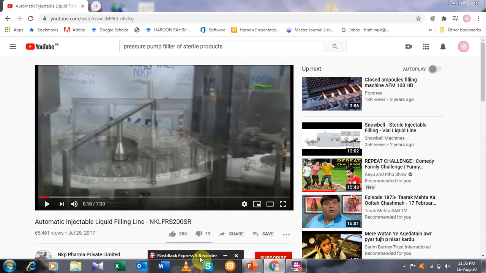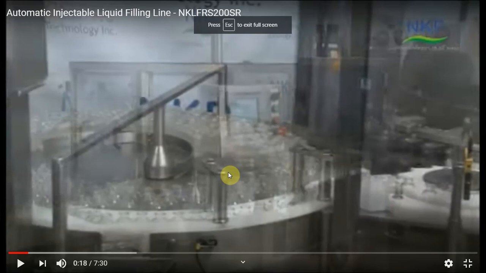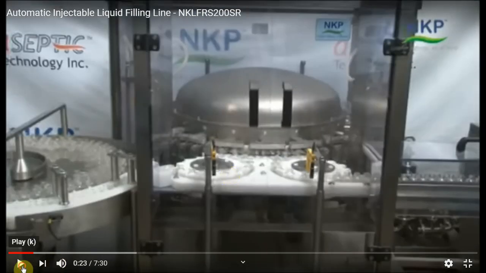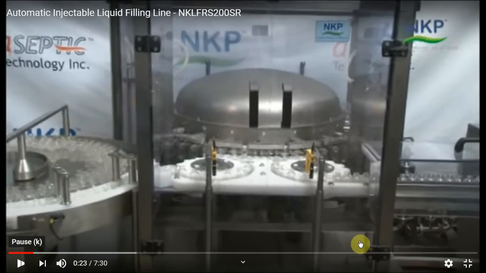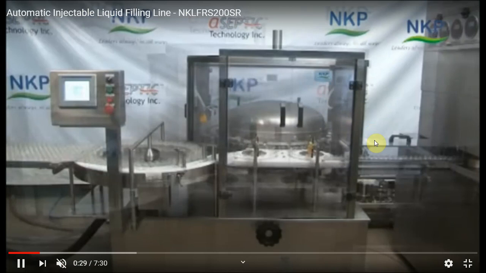Dear student, you can see the automated injectable liquid filling line, and in this video you can see the different vials which are automatically filled.